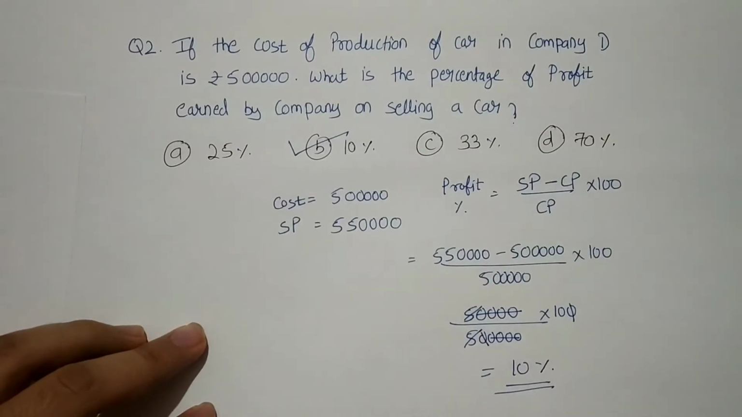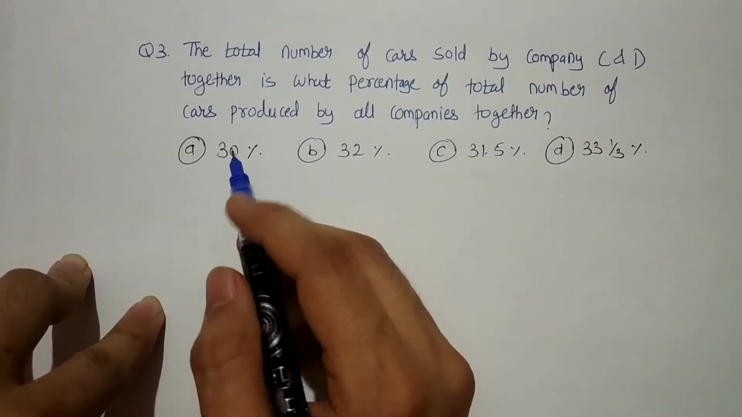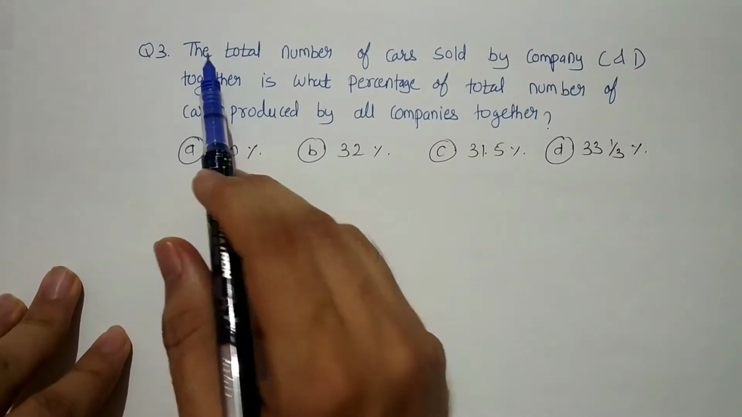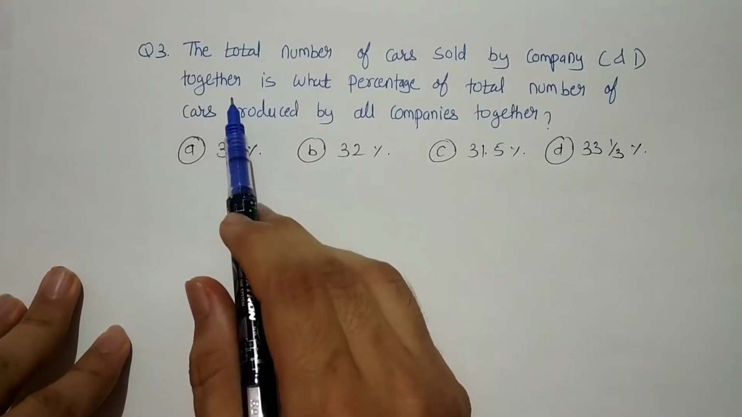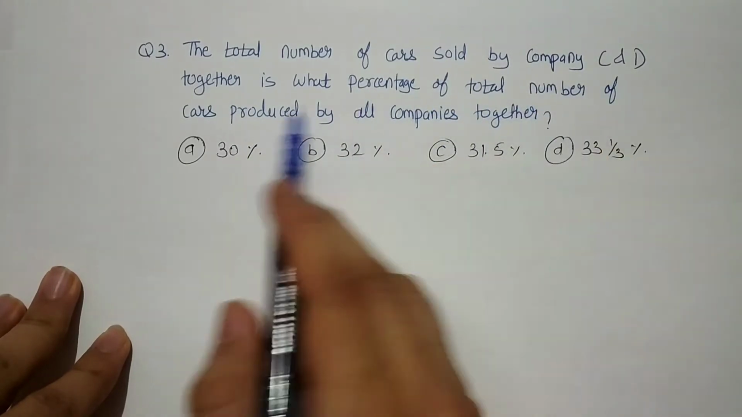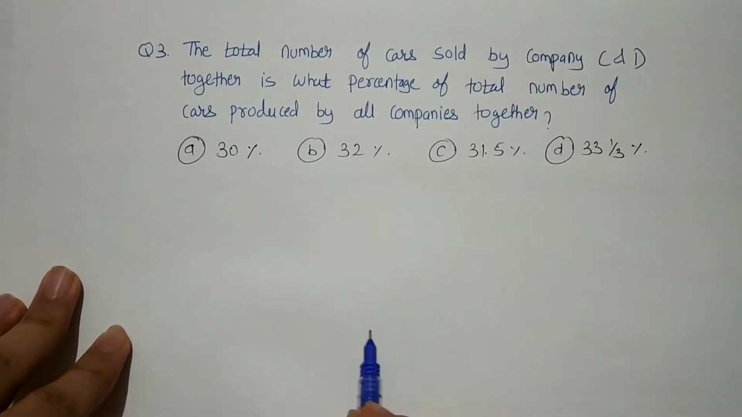10% is a profit percentage. Now let's go to question number 3. The total number of cars sold by company C and D together is what percent of total number of cars produced by all companies together.